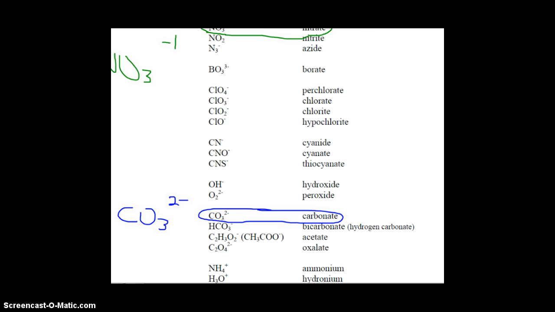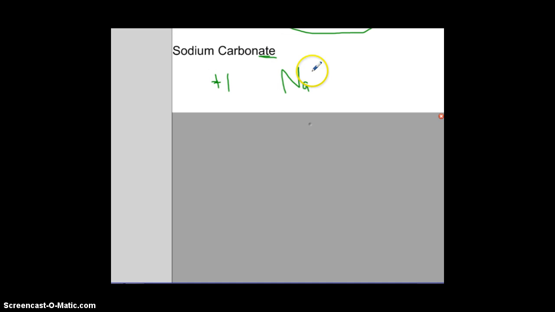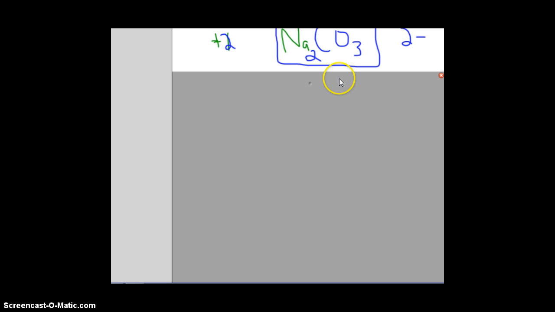So let's go back and write that in. CO3 with a 2 minus charge. That tells me I need to balance this out. I need to have a 2 over here, so I'm going to put a little 2 as a subscript for my sodium. That'll change into a +2, and now we're balanced. Na2CO3 is the chemical formula for sodium carbonate.